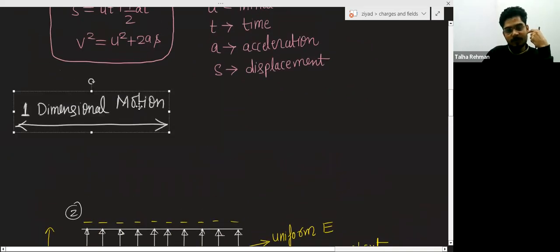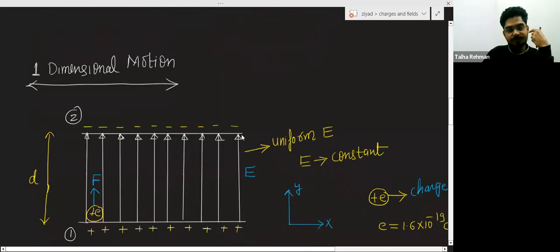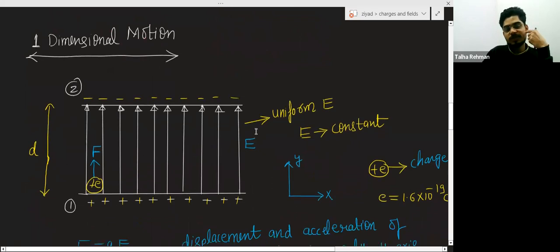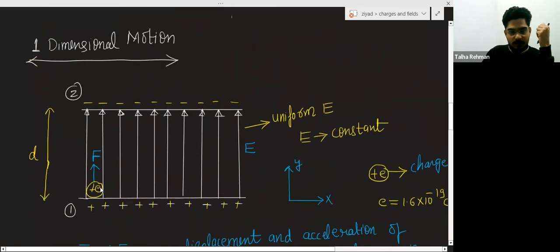Okay, so we will take one example. For example, this is a positive charge placed here, and this is the direction of the electric field. This electric field is constant because these lines are parallel lines. These are two plates. One plate has positive charge, another plate has negative charge. So the electric field is like this.